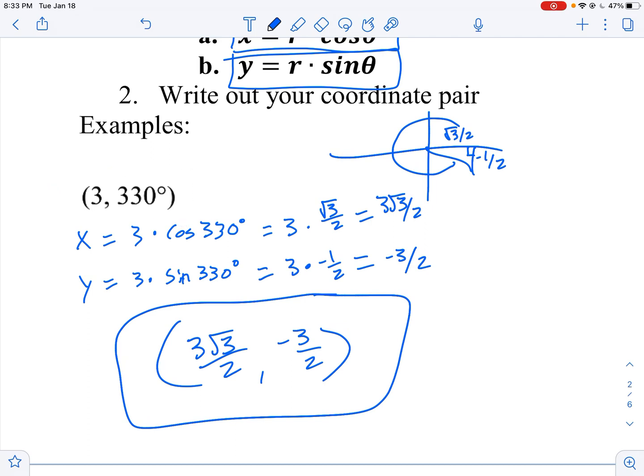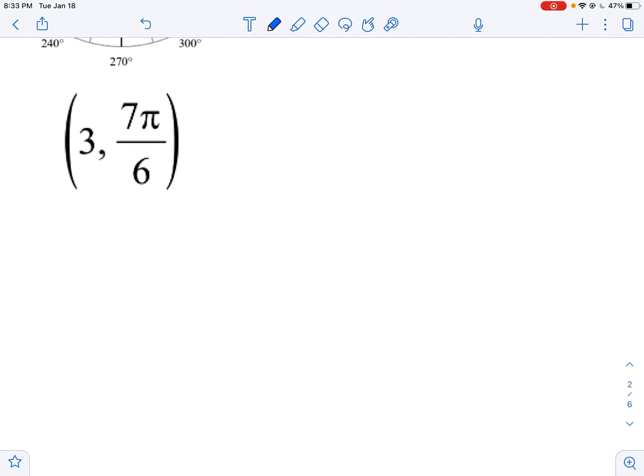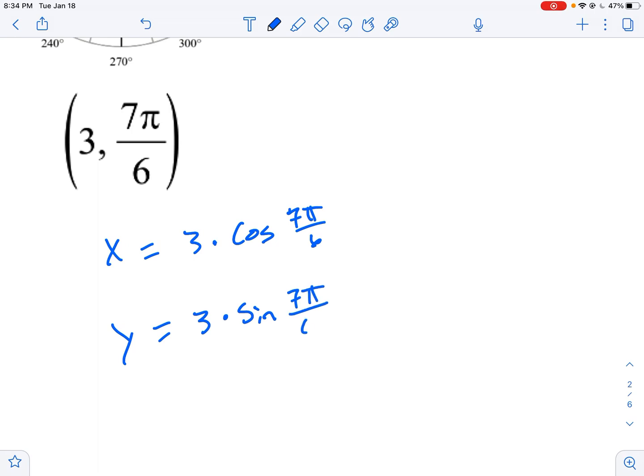That's kind of the process. Just do radius times cosine of theta, radius times sine of theta, and you get those figured out. Just use your unit circle to convert things. So if I was going to do this other example, I know my x is 3 times cosine of 7 pi 6, and then my y is 3 times sine of 7 pi 6. Again, I want to use the exact value.